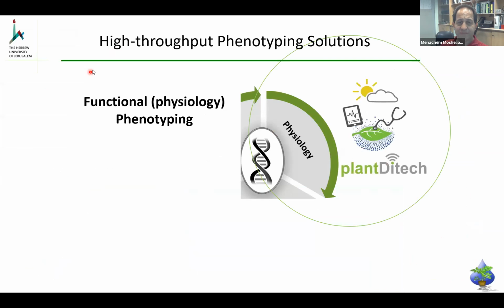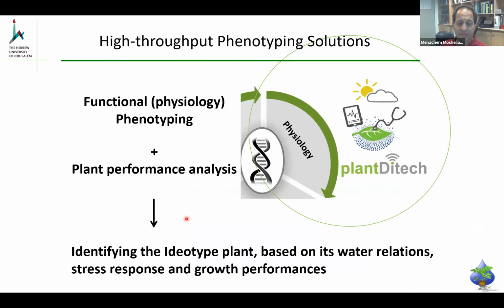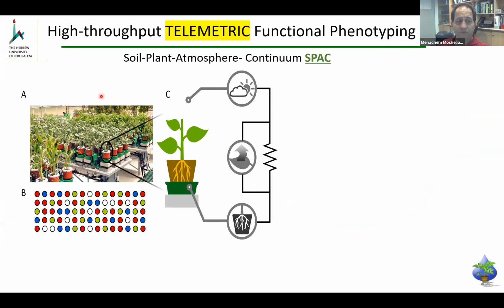So what is this functional phenotyping system? Basically, functional or physiological phenotyping gives us plant performance analysis of many physiological traits and helps us identify the ideotype plant or the ideotype behavior very soon after the experiment starts, in particular on the challenges I showed you before. This is a picture from our greenhouse, from the system in Israel.